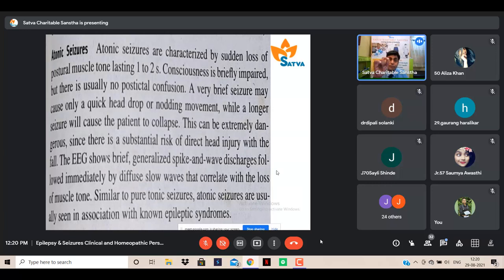So they are very brief spells where the consciousness is also impaired, the muscle tone is also lost, but post-ictally the person is absolutely normal. There is no post-ictal confusion, which is seen in generalized tonic-clonic convulsion. Atonic seizures can present as sudden head drop, or sudden collapse, or sudden nodding movement of the head, or a collapse of the body, but the person post-ictally is absolutely fine. So this is how it is different from generalized tonic-clonic convulsion and atypical seizure.